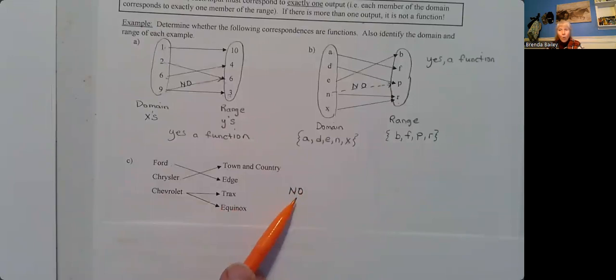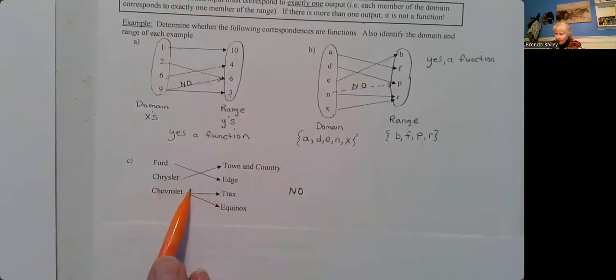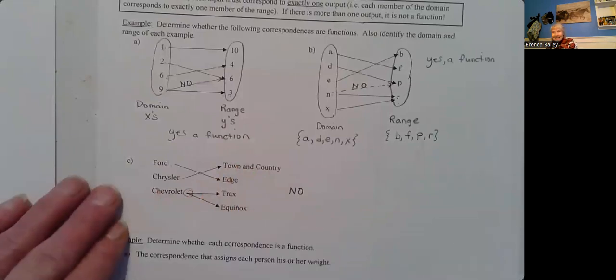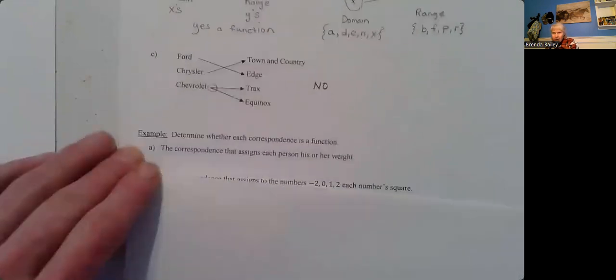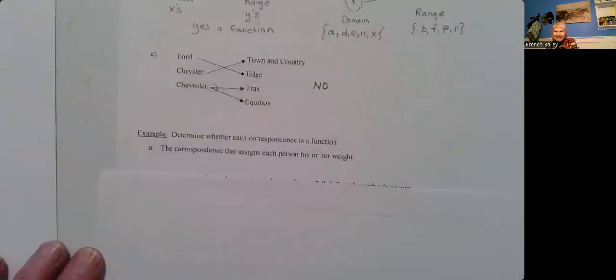The answer is no. Why? Because of this right here. The Chevrolet goes to the Trax, and the Chevrolet goes to the Equinox. So this would be a no. All right? Because this guy right here goes to two different of these over here. This range over here. All right, let's keep working on this same idea. Just don't make it harder than it is. You guys will be great.